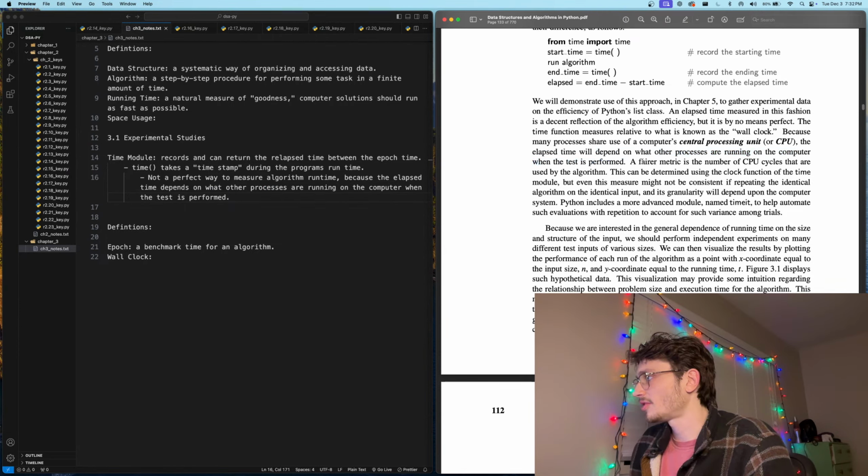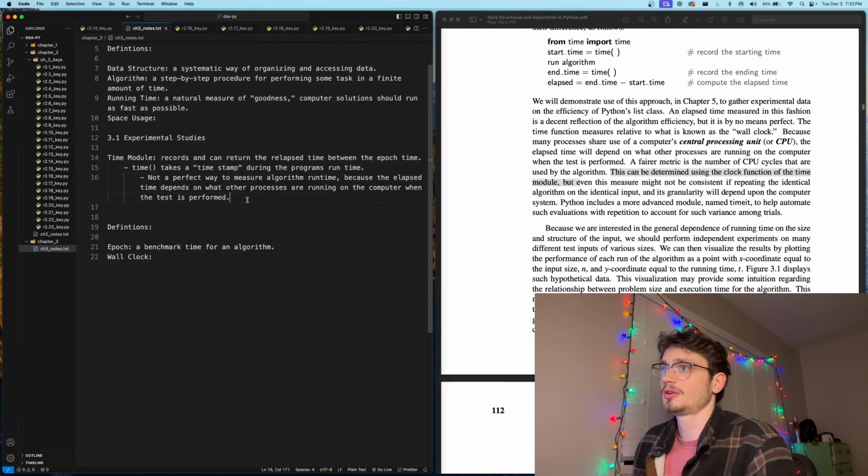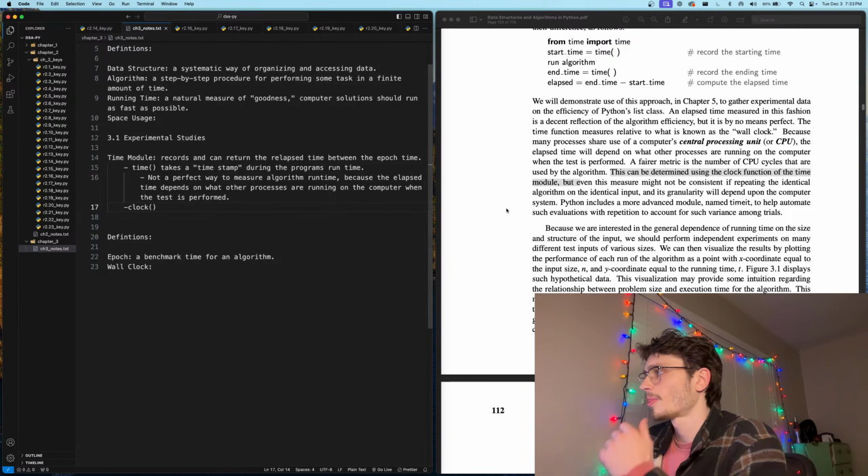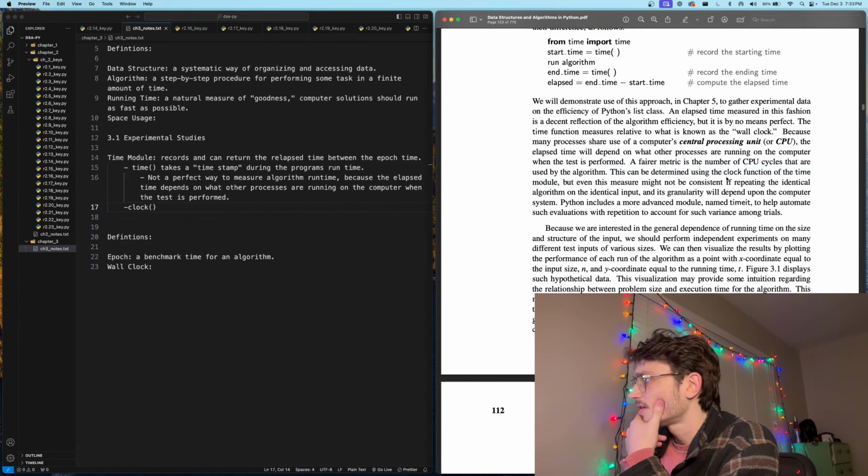A fair metric is the number of CPU cycles that are used by the algorithm. Okay, this can be determined by using the clock function of the time module. Here we go. Right, so the clock function of the time module, but even this measure might be a fair measure.